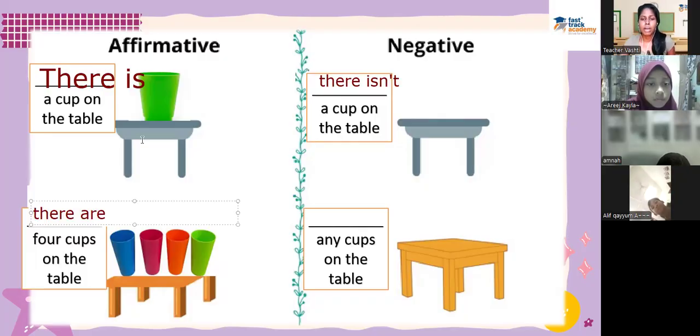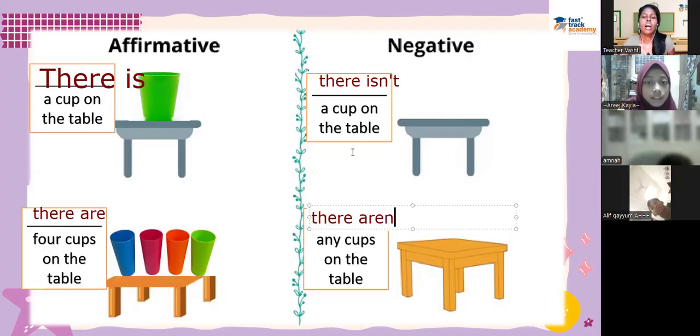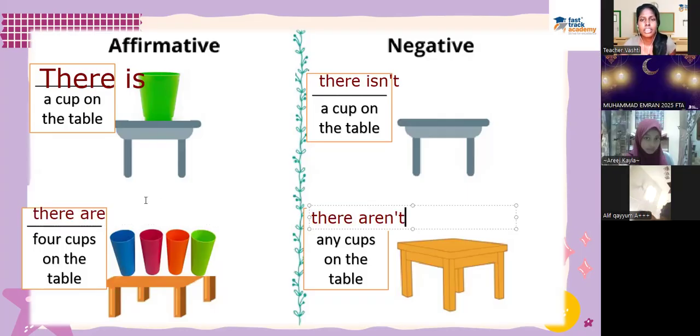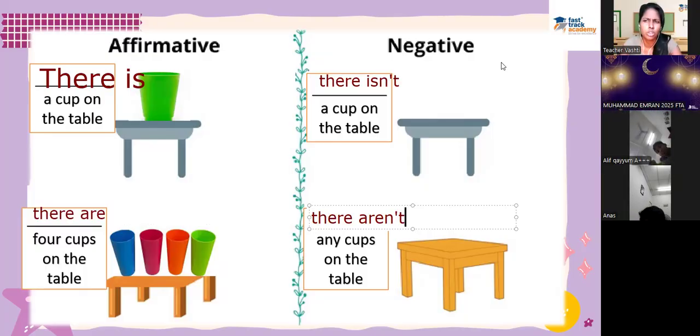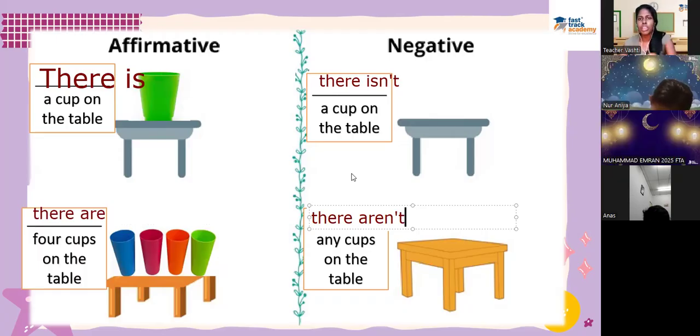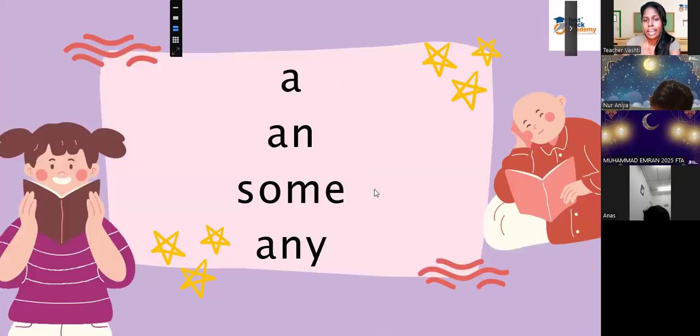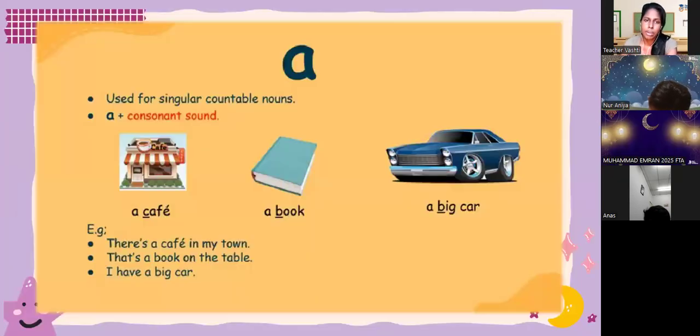All right. And how about there aren't? There aren't any cups on the table. All right. Okay, very good. So by now you should be able to do all this. Kita dah belajar dari year 2, okay? So let's start with where to use the words a, an, some, and any. First, we're going to focus on two words.